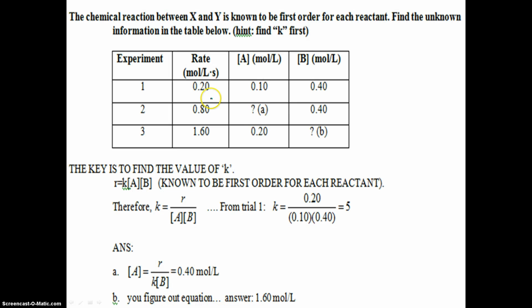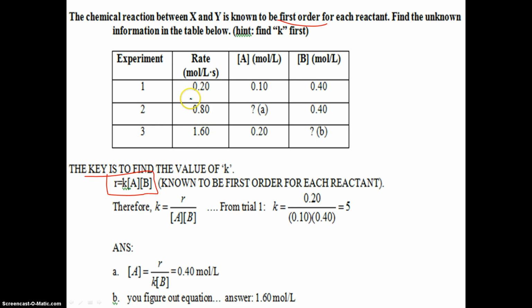Next question. A chemical reaction between X and Y is known to be first order, so that's a big hint. For each reactant, find the unknown information in the table below. So here we're really looking to find K first, and then we can find everything else. Here we have our rate equation. They're both to the power of 1. So therefore we just solve for K.